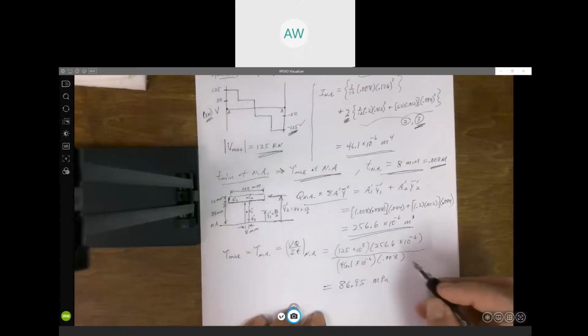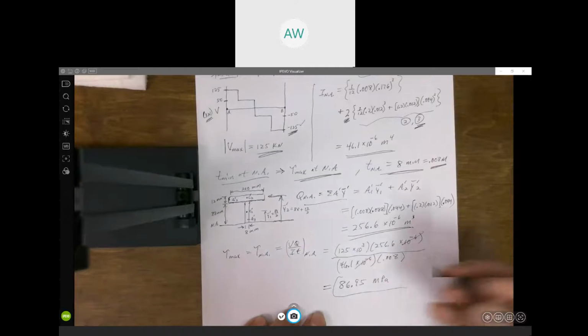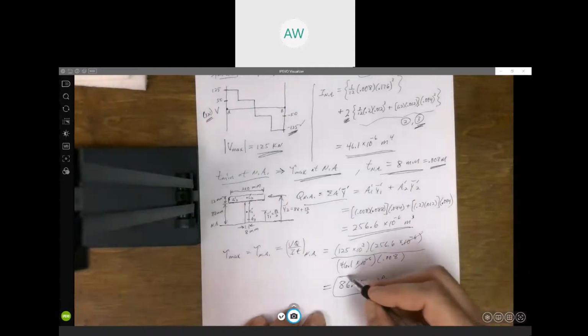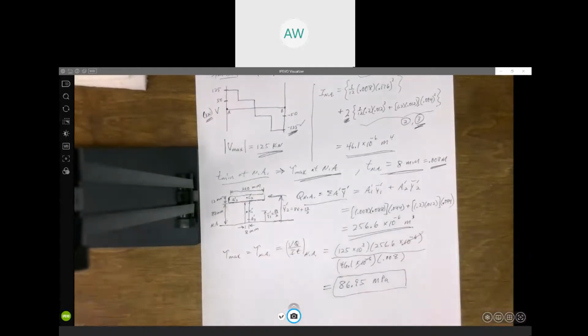megapascals. Again, we can just cancel the 10 to the negative 6 there. So you get 86,950,000. But typically, we don't like to write out big numbers like that. That's why, instead of pascals, we do megapascals. 10 to the 6.